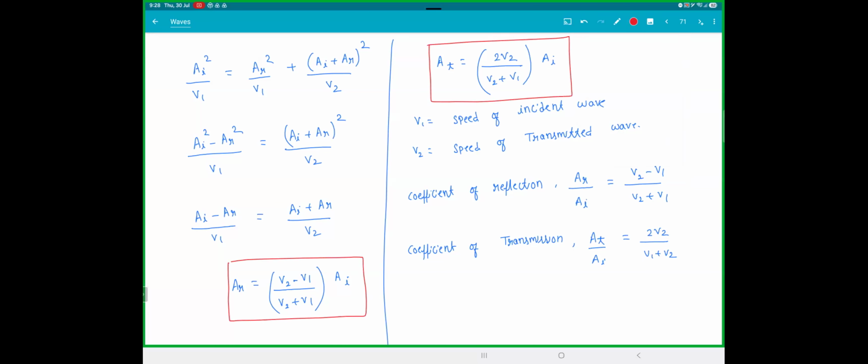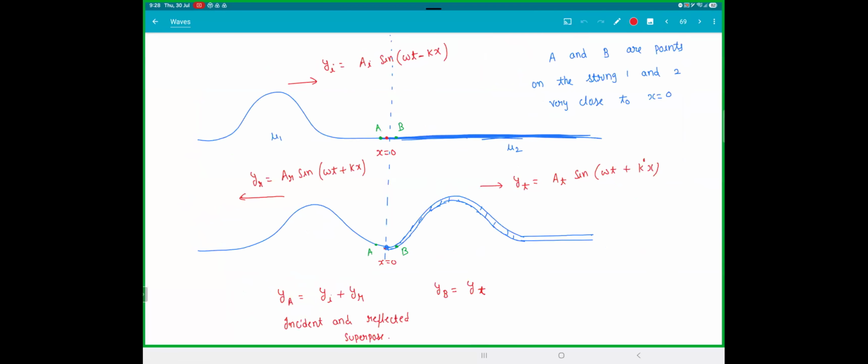So these things are stuff. Where is the particle A? A is on the left string. On the left string, which waves are there? The incident wave is coming, the reflected is going. So there are two waves on the left string, and both the strings are pushing, right? The incident is pushing with AI and this one is pushing with AR, so resultant.